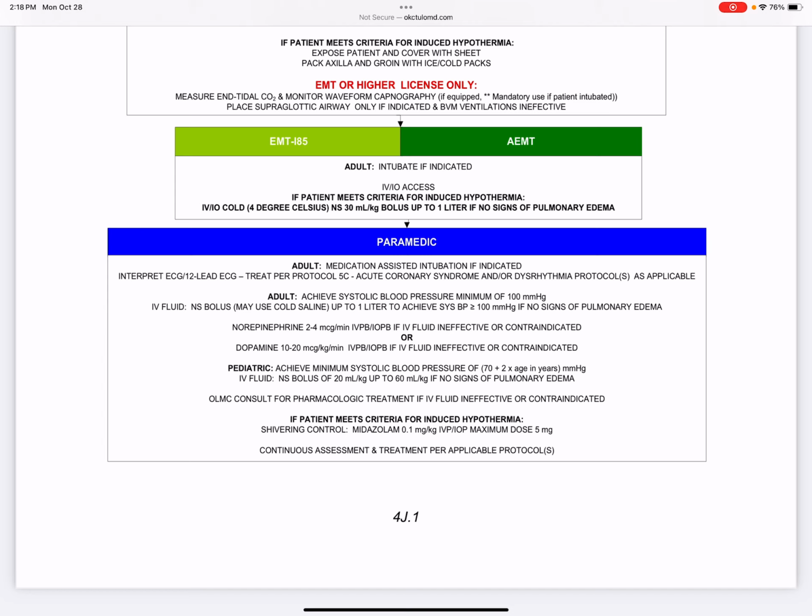So going down just a little bit farther, the paramedic box: medication-assisted intubation if indicated, interpret ECG 12 lead, treat per protocol 5C acute coronary syndrome and or dysrhythmia protocols as applicable. Achieve a systolic blood pressure of minimum 100 with IV fluid. Normal saline, may use cold saline up to 1 liter to achieve systolic blood pressure of 100 if no signs of pulmonary edema. Or you can use norepinephrine.